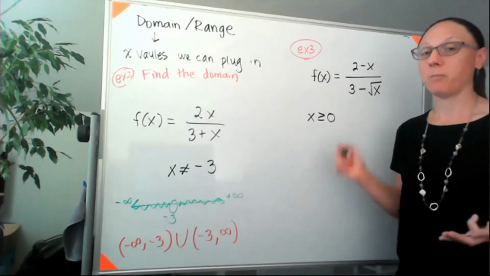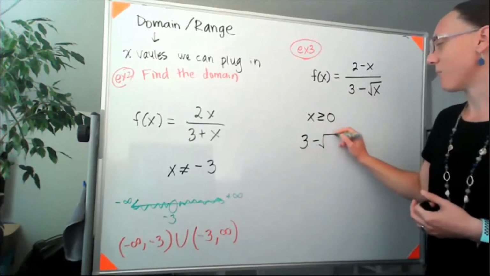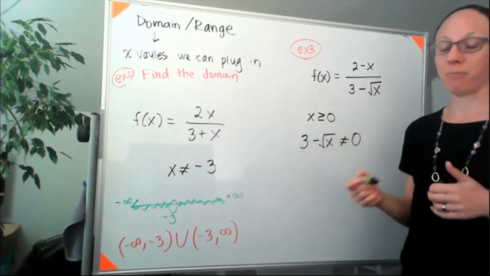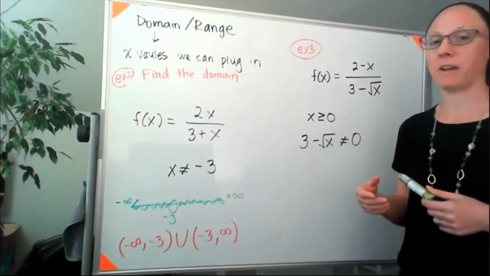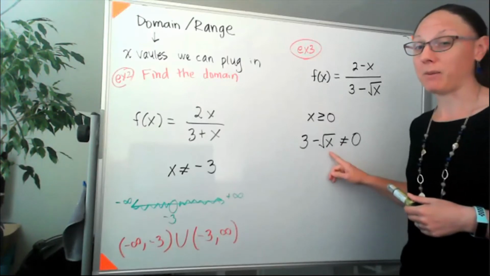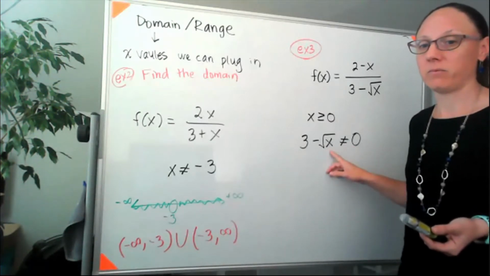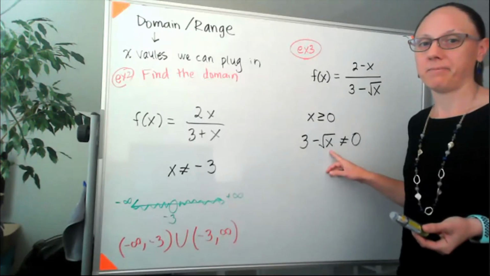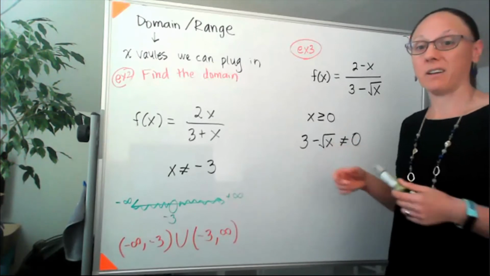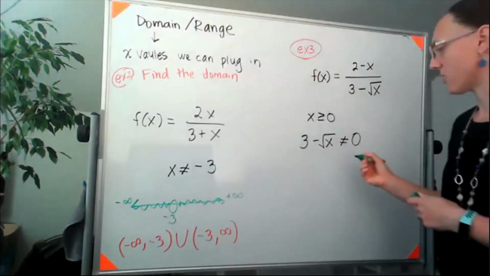But at the same time, we also have that our denominator can't be equal to 0. So 3 minus the square root of x can't be equal to 0. And we're going to have to take care of both of these restrictions when we write the domain. Looking at the second one, my guess is that folks can maybe just see, type in the chat, what value of x would make this equal to 0? Totally, 9.